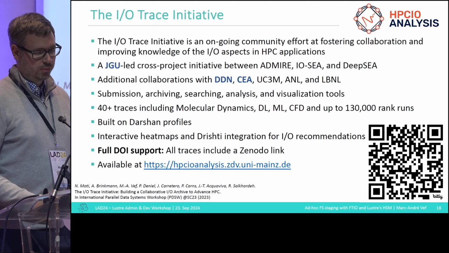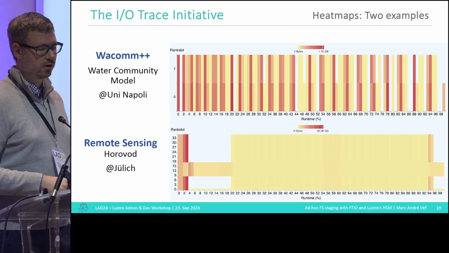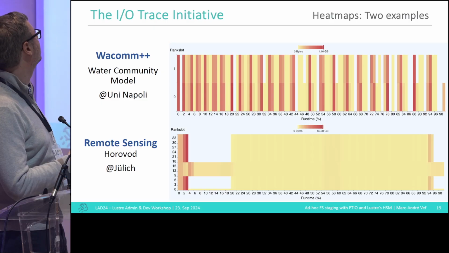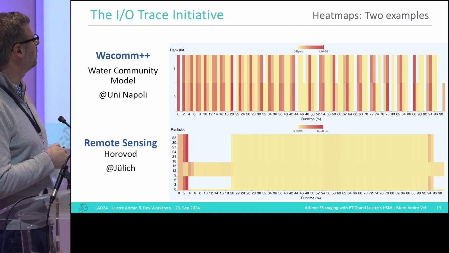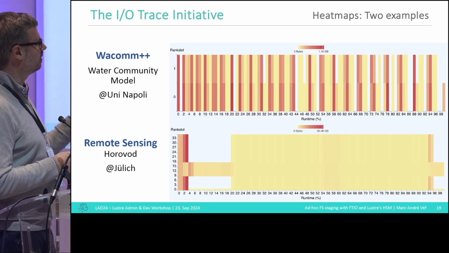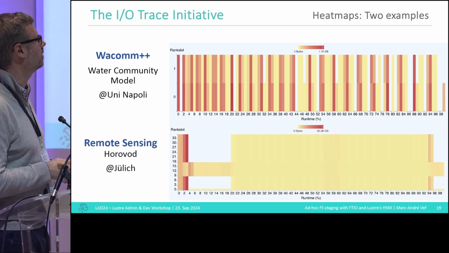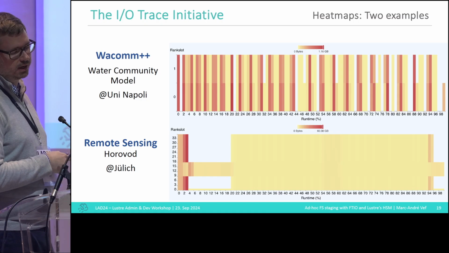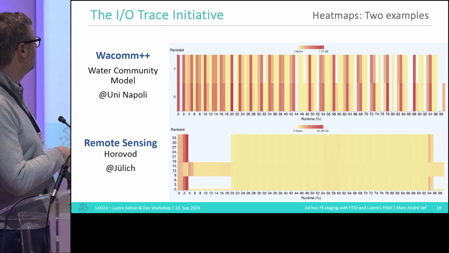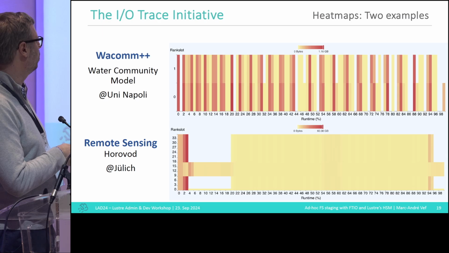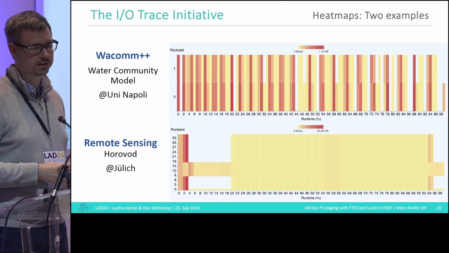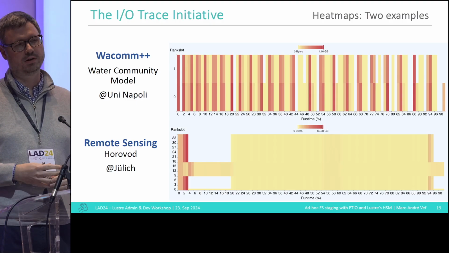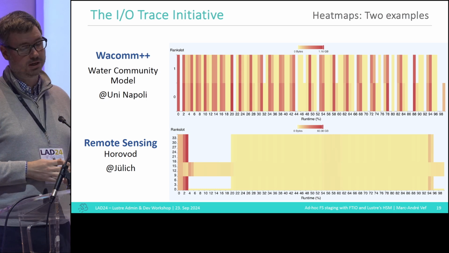So just 2 quick examples, because there are a lot of metrics on this website. One is WaComM++, which is a water community model. This is just a small one here, but it shows that we have little bursts every now and then, and it's periodic. Basically, we have computational phases and I/O phases. And here's also a distributed deep learning application with Horovod, where we would see, well, in the beginning something is happening and then only a few ranks are operating, then all of them are working on I/O. And this whole thing is interactive. You can look at them with your mouse, you can check what is read, what is write, change the logarithmic scale, and so on.